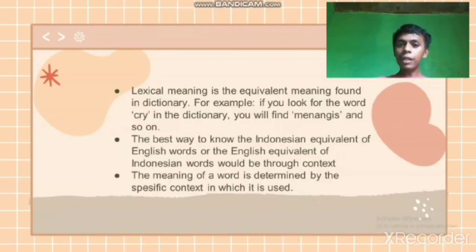Now, the best way to know the Indonesian equivalent of English words or the English equivalent of Indonesian words would be through context. The meaning of a word is determined by the specific context in which it is used.